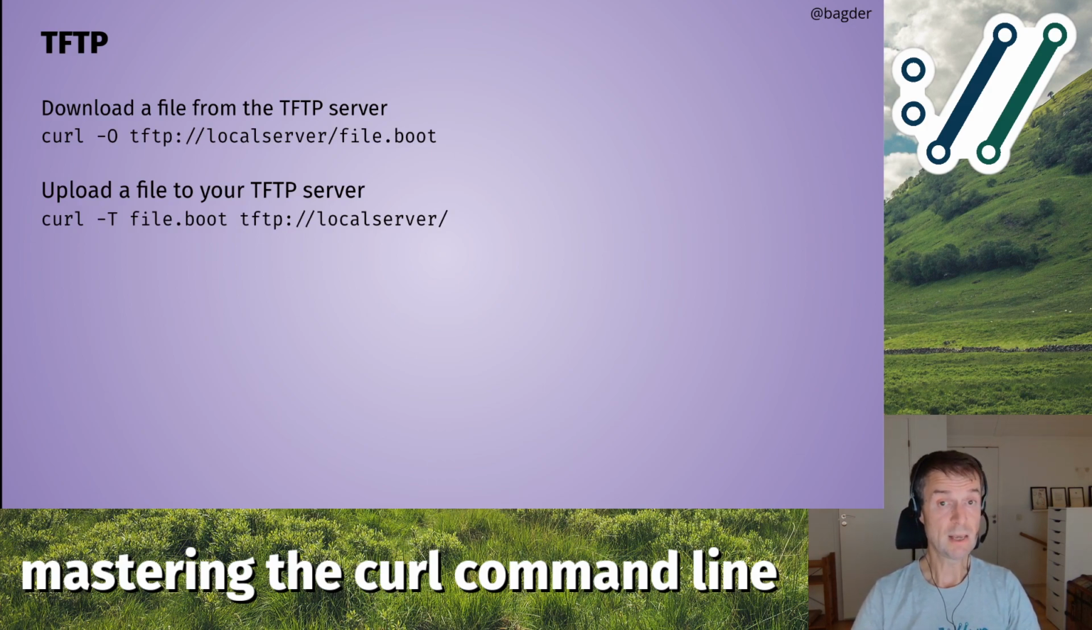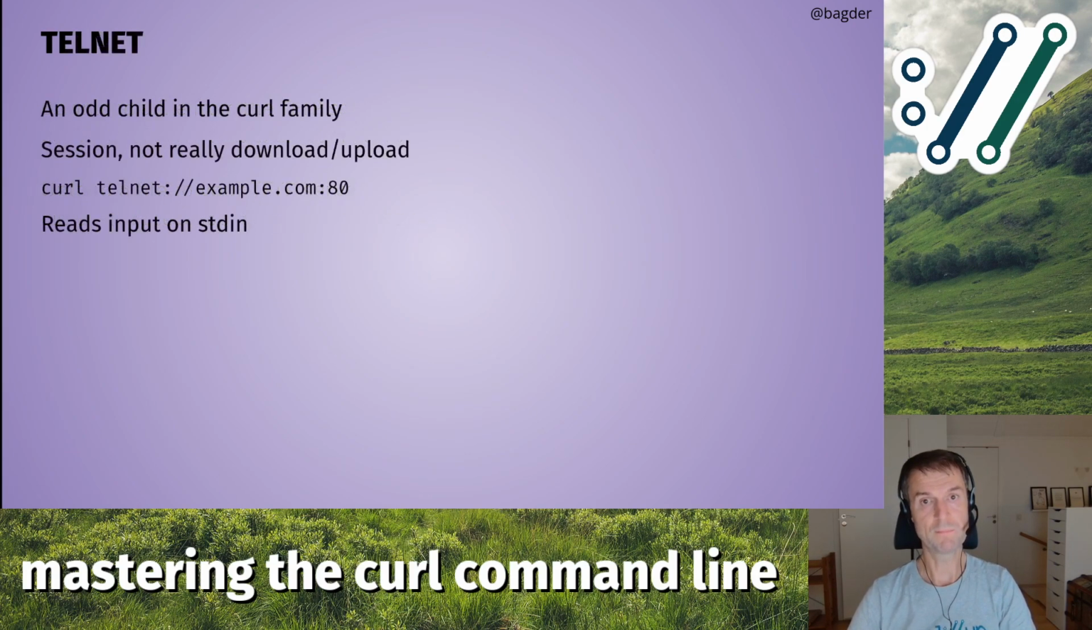As you can see on the command line, you want to download something from the TFTP server, just specify it, or you want to upload a file to the TFTP server. Again, -T. There's the file, there's the server, there's the URL. Upload, download. You see a pattern here, I hope.